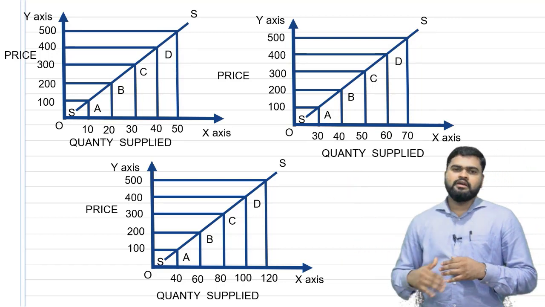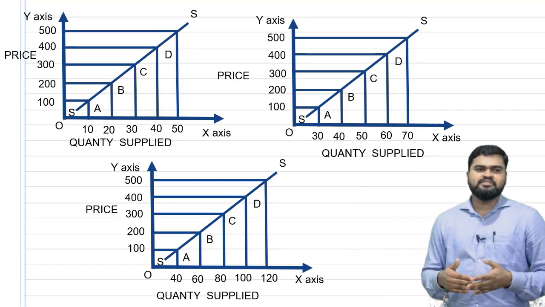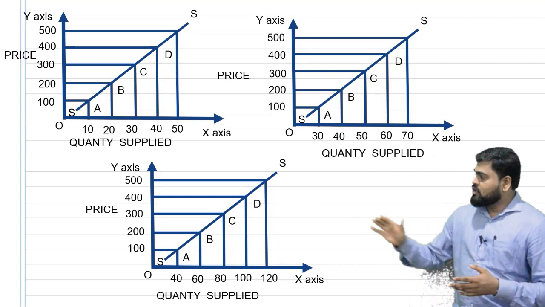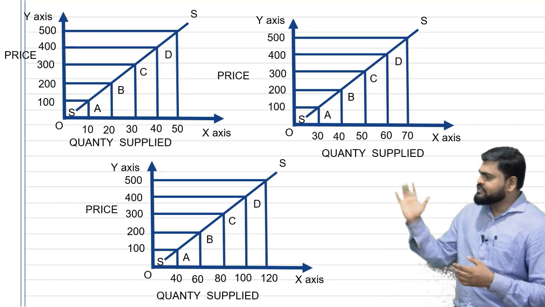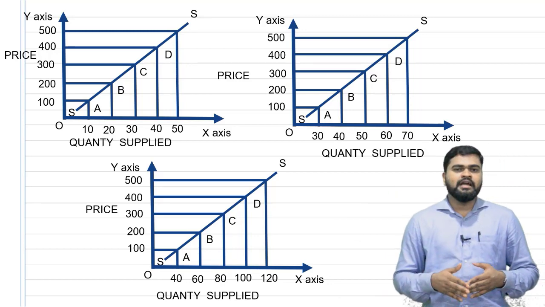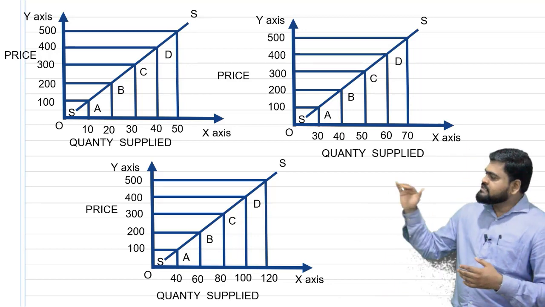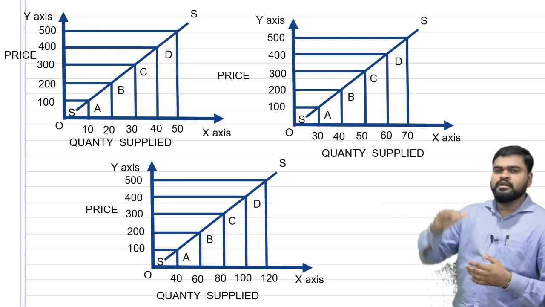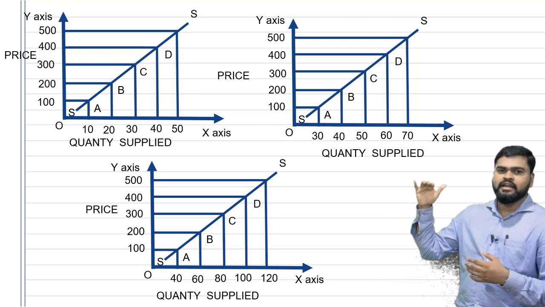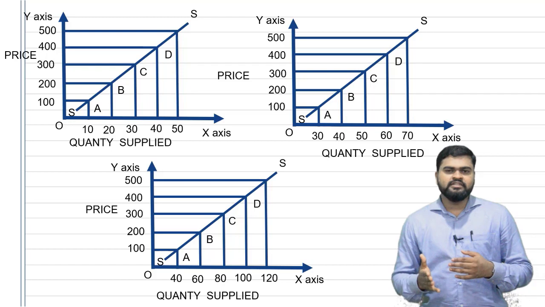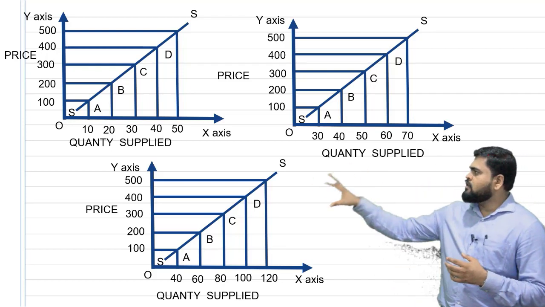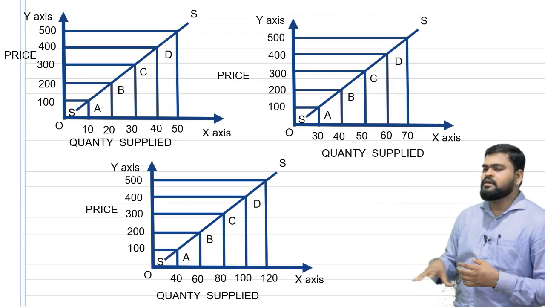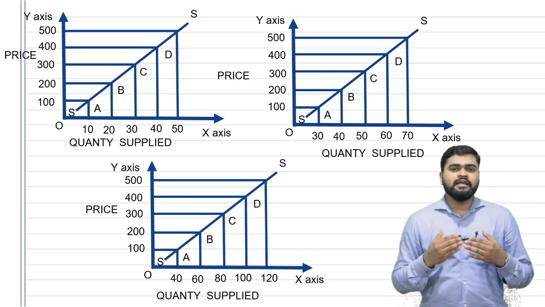In the first case we can see when price increases from 100 to 400, quantity supply increases from 10 to 50. In the second case, that is the individual supply by firm B, when price increases from 100 to 200, 300, 400, quantity supply also increases from 30, 40, 50, 60, 70. When we combine firm A and firm B, we get the third diagram, that is the market supply curve.